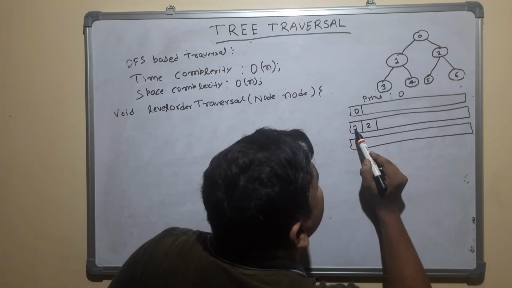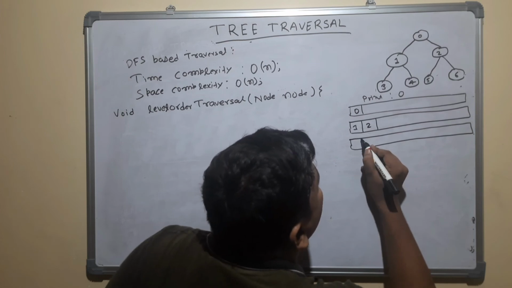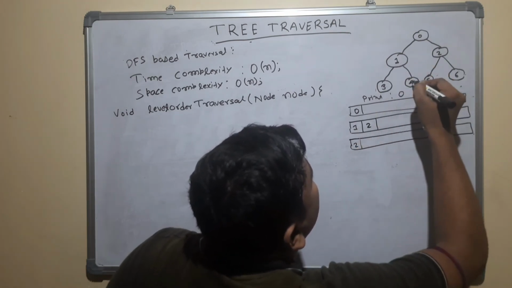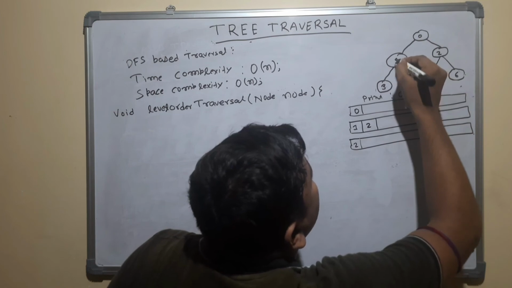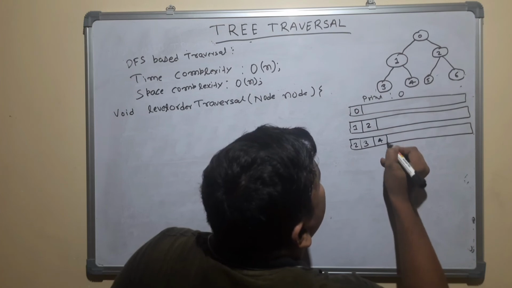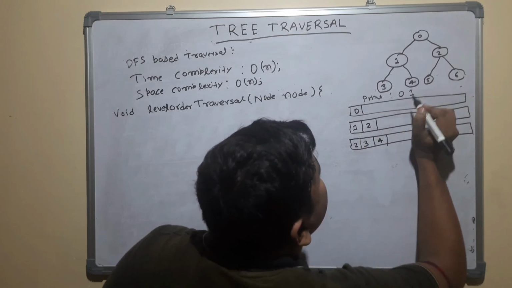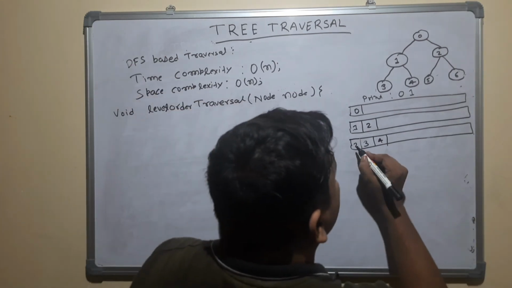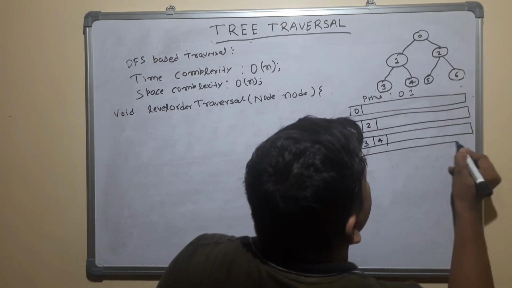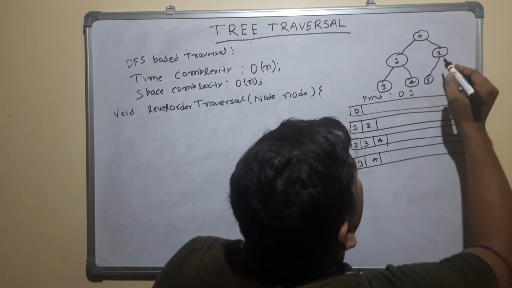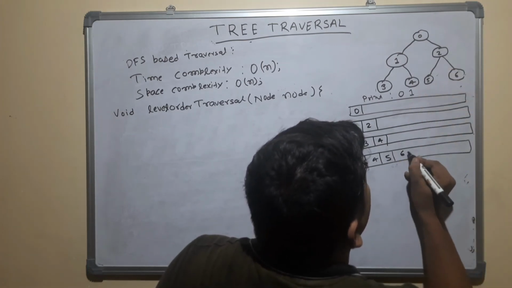Order-wise, 1 is pushed before, so 1 will be removed. When 1 is removed, the left and right nodes of this node, 3 and 4, I will push here. When I remove 1, I will print it, right? Now we will remove 2. So 3, 4, 2, 5, 6 are there.